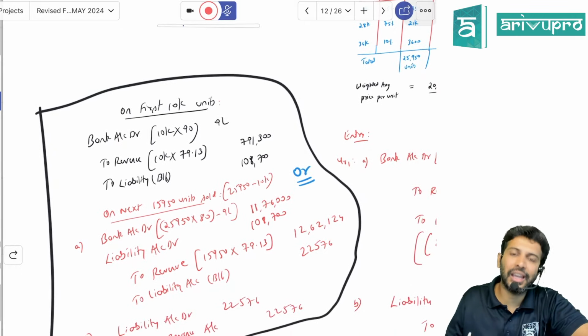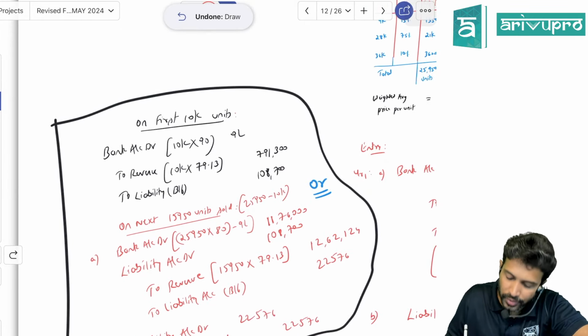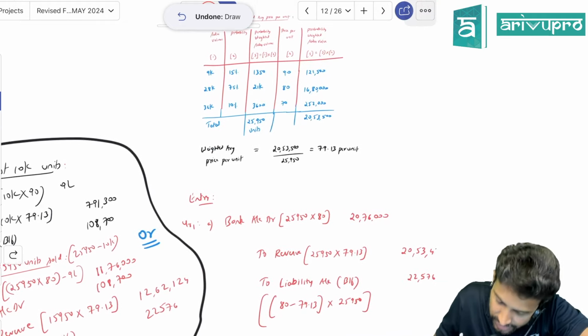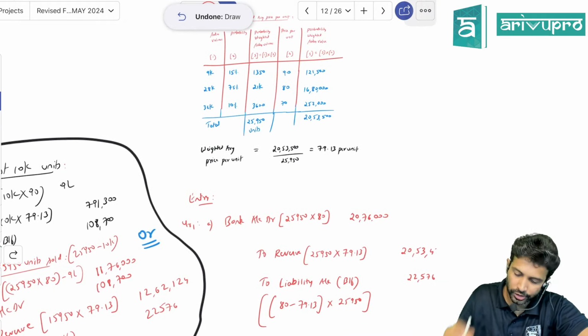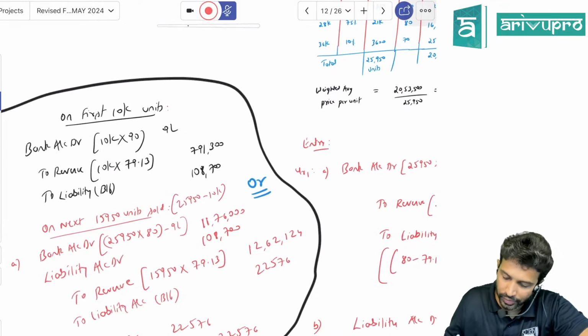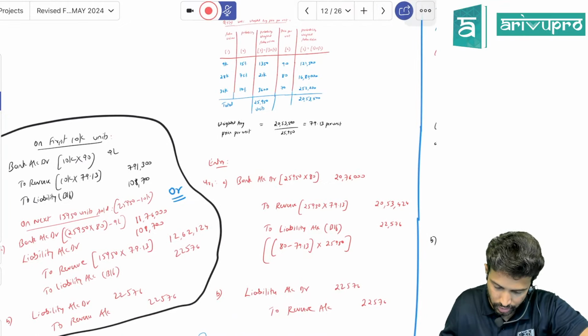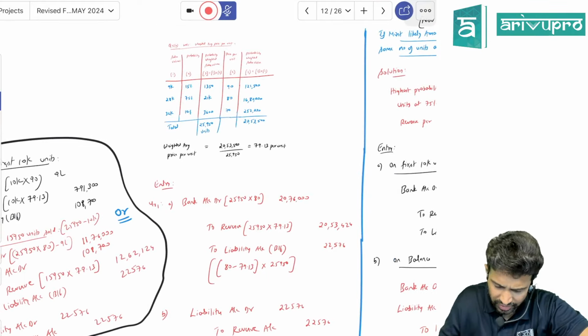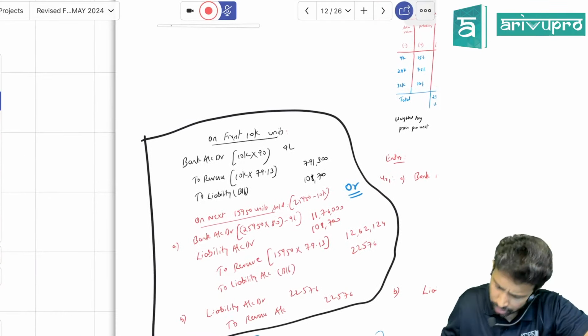Correct? So how much money will he pay? On these 5,950 units, we will not say 5,950 units into 80. Totally how many units did he purchase? There are multiple ways to calculate this, your choice, the way you want to do it. I'll show you this way.